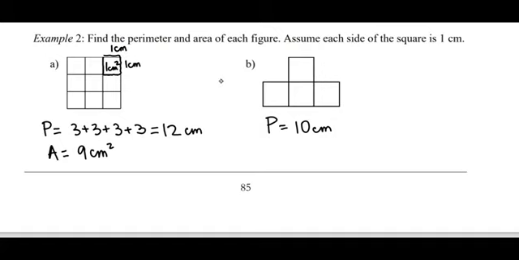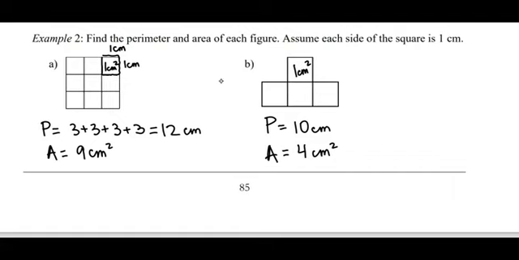For the area, I need to find the area of one square, and then there's 4 of them, so I can add them together. So this is 1 centimeter squared because 1 times 1 is 1, and I have 4 centimeters squared because I have 4 of them. 1 centimeter squared, 1 centimeter squared, I add them all together to get 4.